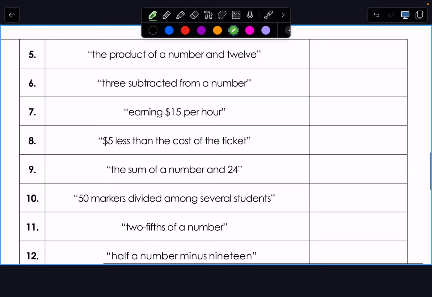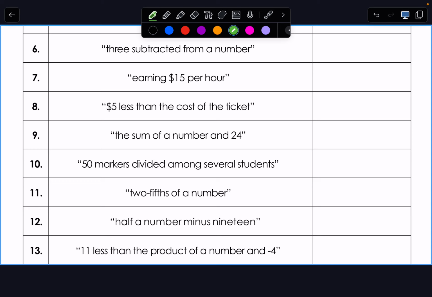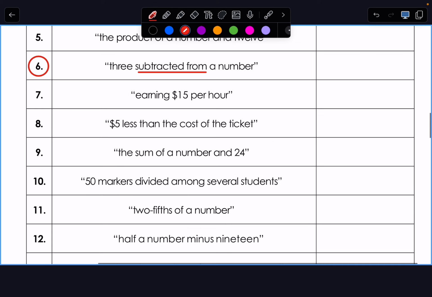So we're going to kind of skip around. 3, I'm going to go to number 7. That's not number 7. I want to go to number 6. 3 subtracted from a number. I want you to turn back to page 1. Is subtracted from one of the special ones we wrote down? Okay. Subtracted from is one of those turnaround ones. So 3 subtracted from a number really means x minus 3. We're subtracting 3 from x. Okay.